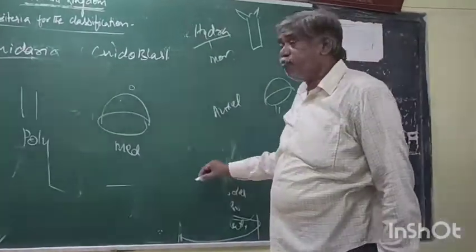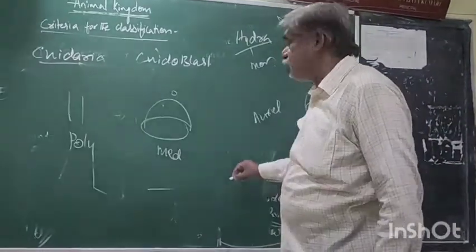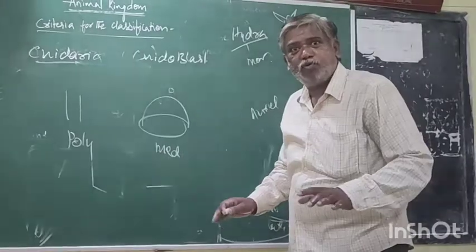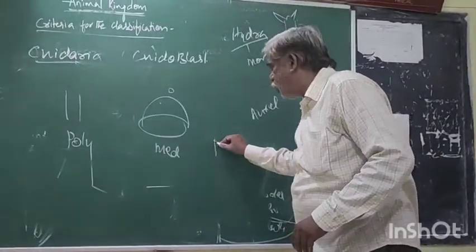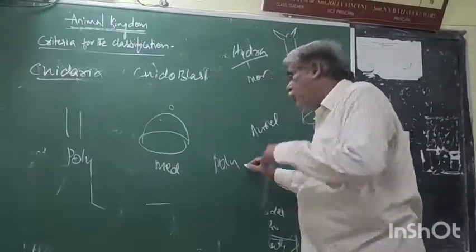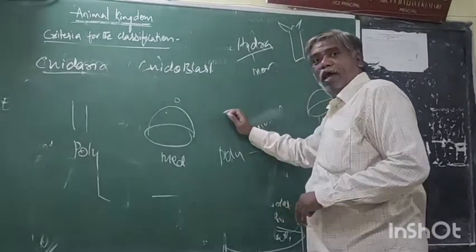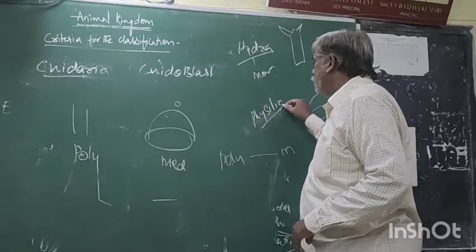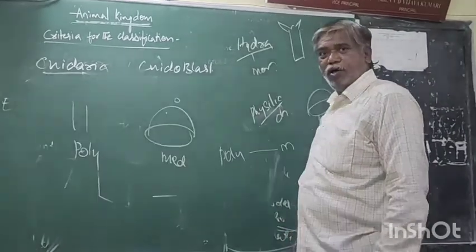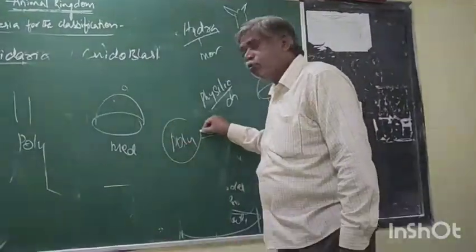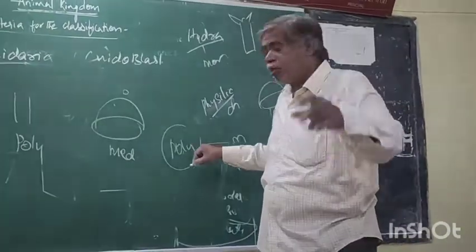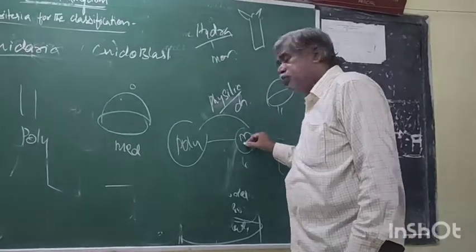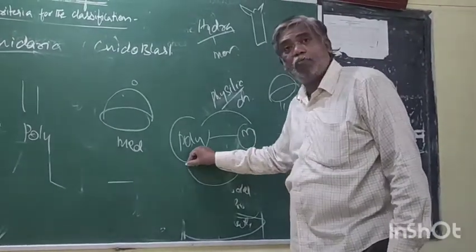But take Obelia. This is dimorphic. Half of the life it is the polyp form, and the remaining life, medusa. Example, Obelia. What is this form? Polyp. The polyp undergoes asexual reproduction and produces medusa. The medusa undergoes sexual reproduction and forms polyp.